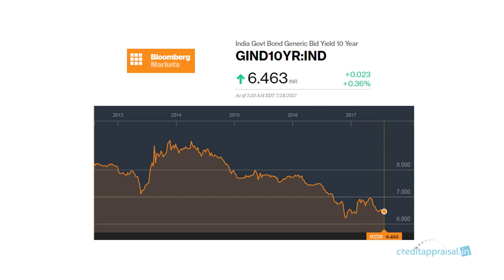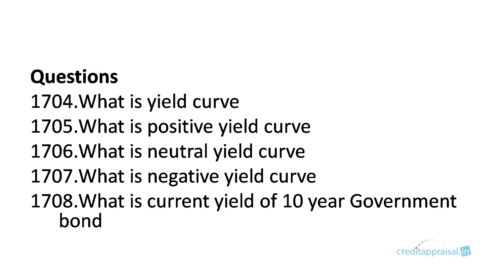So in your interviews, the questions to be prepared in this chapter: what is yield curve, what is positive yield curve, what is neutral yield curve, what is negative yield curve, and what is the current yield of the 10-year government bond. The 10-year bond is quite standard, so you have to at least know that number, the 10-year government bond current yield. This you can get on the RBI website.